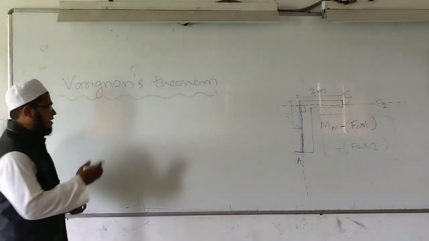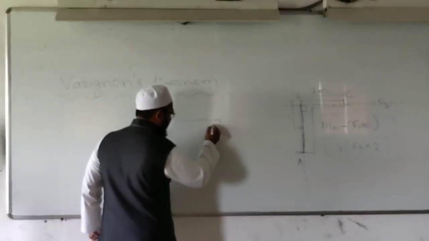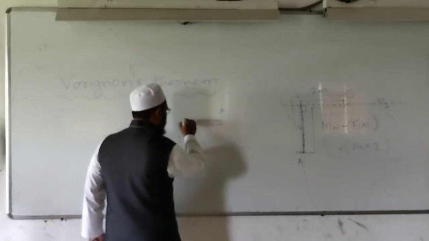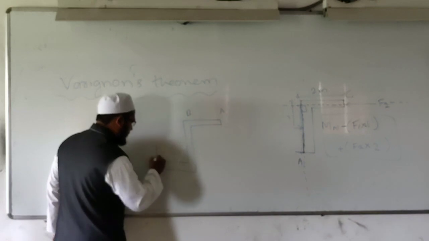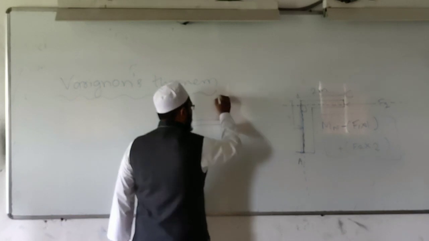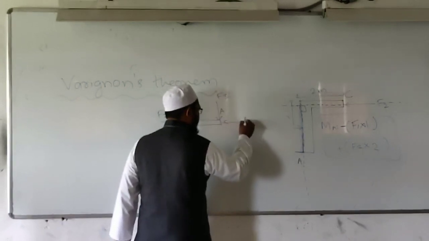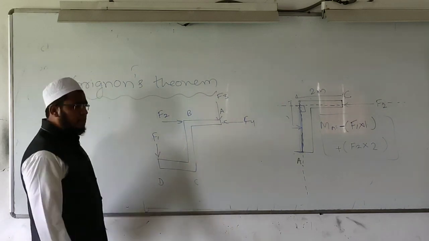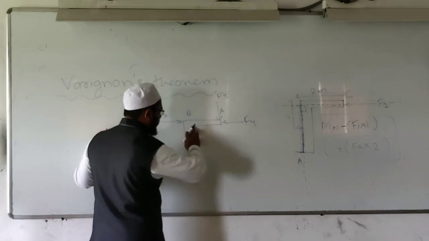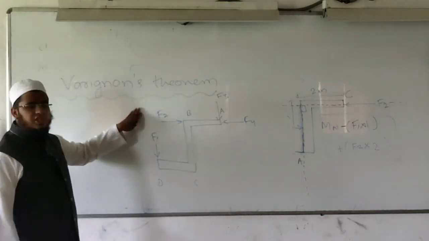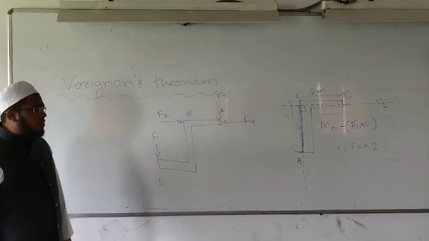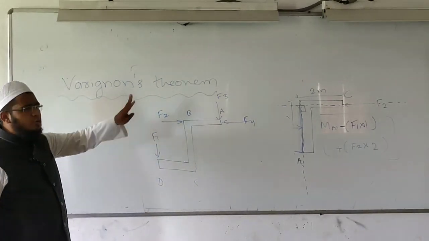What will it give you? For example, I will write here a bracket with A, B, C, D, and forces F1, F2, F3, F4. These four forces are acting. Assume that we have to find the position of the resultant. Now, how to find the position of the resultant? For that, we will first find the magnitude and direction of the resultant.